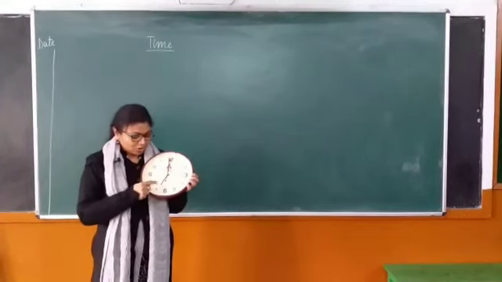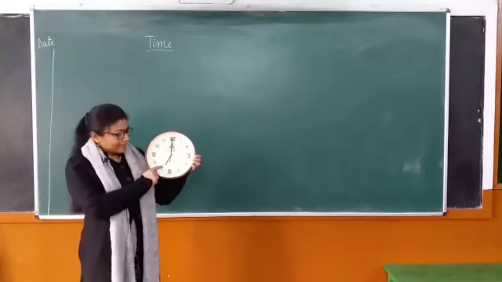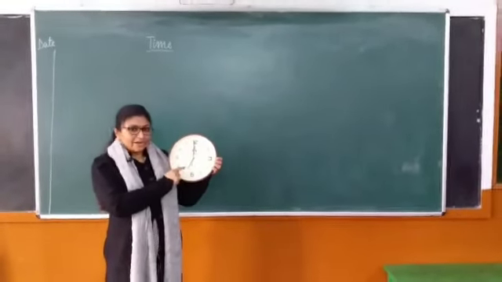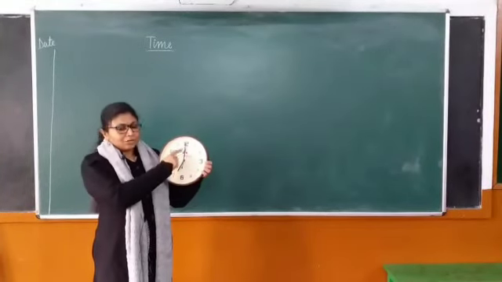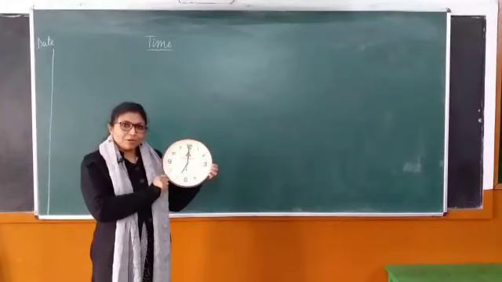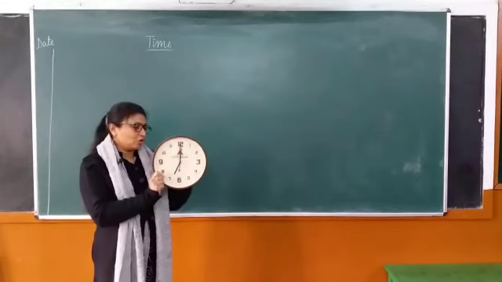Okay, so now can you all see the short hand is on number 7 and the big hand is on number 12. So what is the time, boys? It is 7 o'clock.